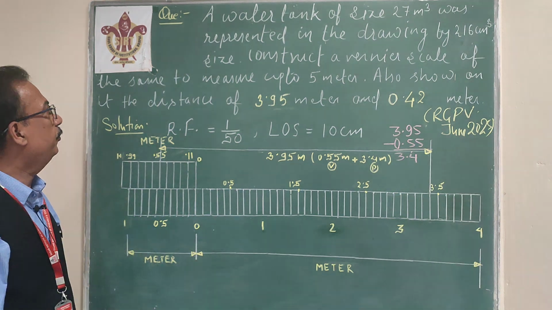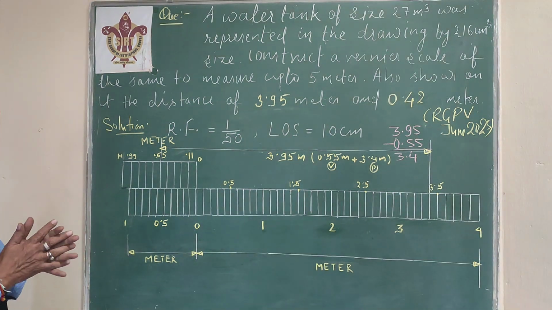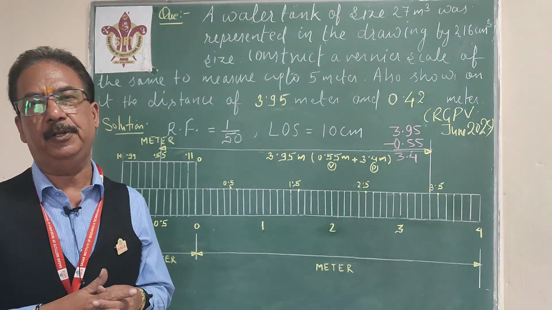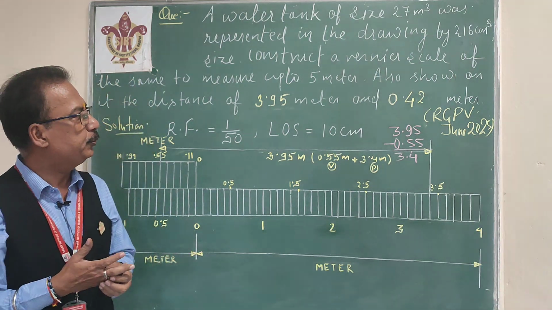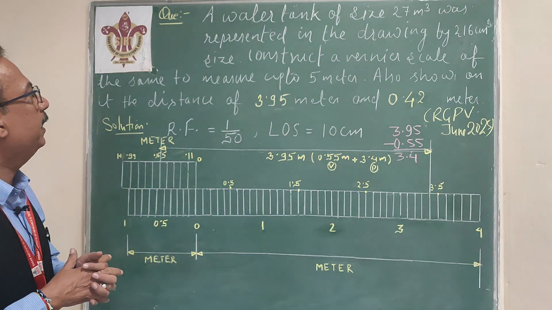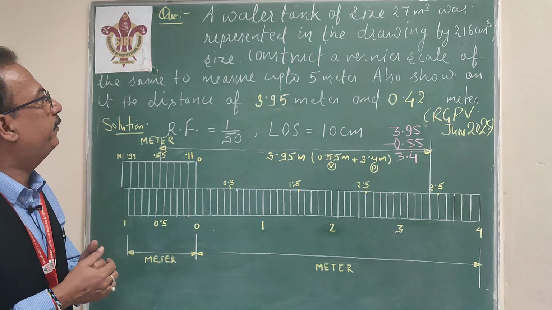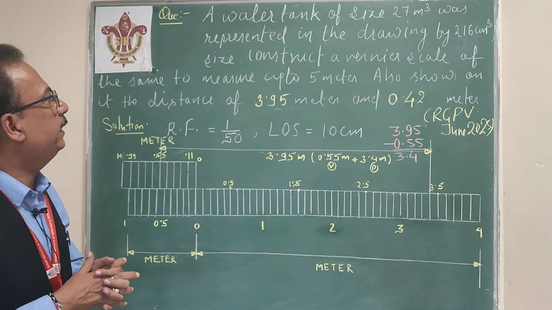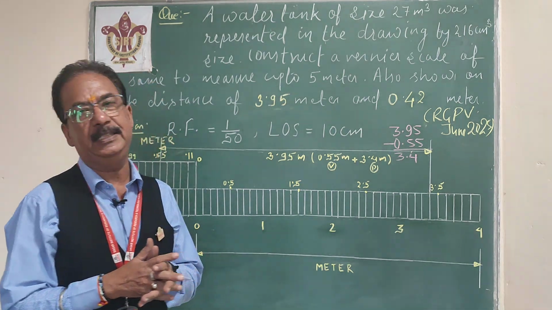So hello students, here I am with another problem on vernier scale. This problem was asked last time in the RGPV June 2025 examination. The problem is like this: a water tank of size 27 meter cube was represented in the drawing by 216 centimeter cube.